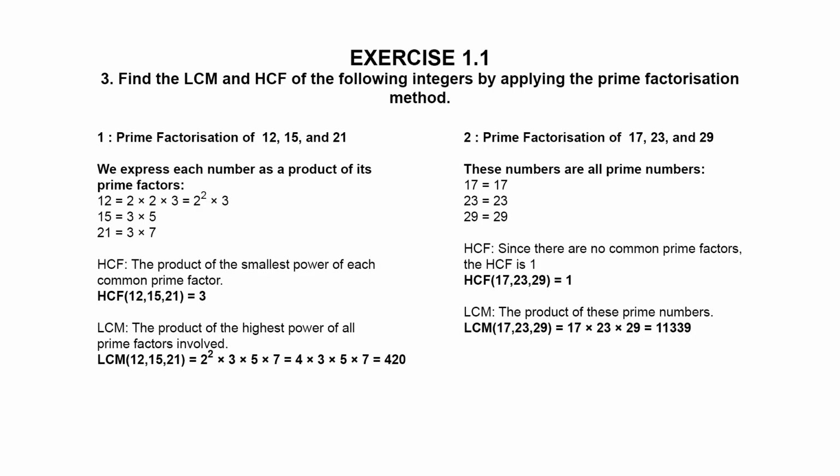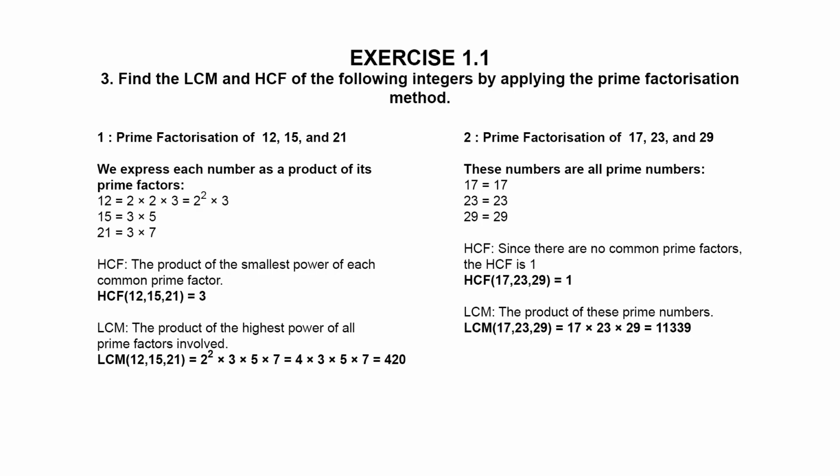Problem 2. Prime factorization of 17, 23, and 29. These numbers are all prime numbers. 17 is equal to 17. 23 is equal to 23. 29 is equal to 29. HCF, since there are no common prime factors, the HCF is 1.